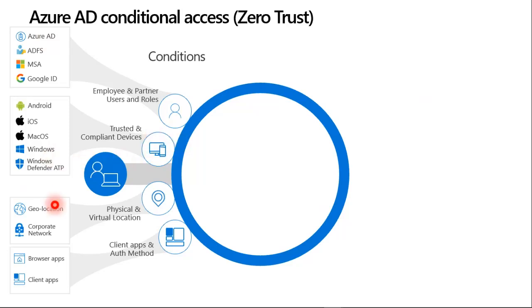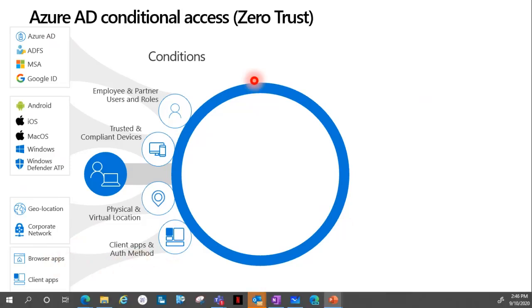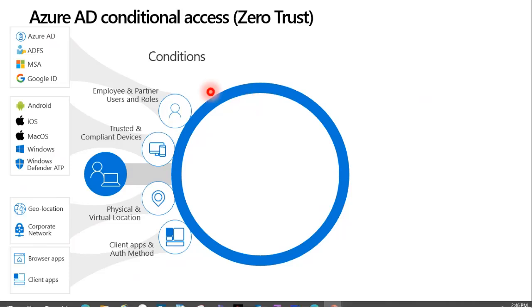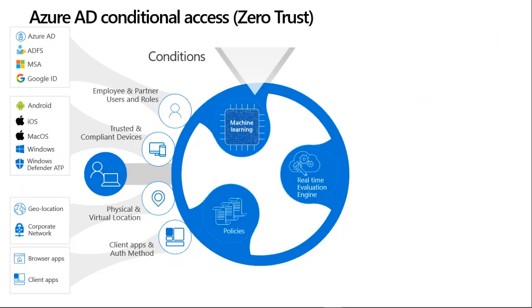And these are how we accomplish that and what can be fed into it. We take a look at your physical and virtual location, right? Your geolocation. Are you on a trusted network, not trusted network? We take a look at your client app and authentication method, right? How you're coming in. We take a look at all of that, and then we do apply some things to it.